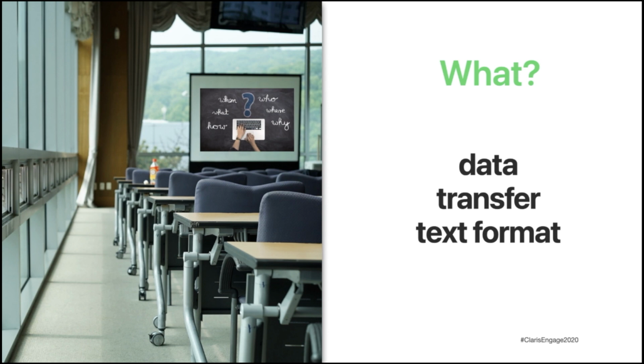What is JSON? It is a data transfer text format. Not much more complicated than that. Basically, it's text that is formatted as JSON, or in other words, text that contains JSON. Many things use JSON, but it is not a programming language, so it's not directly used to build applications or web pages.